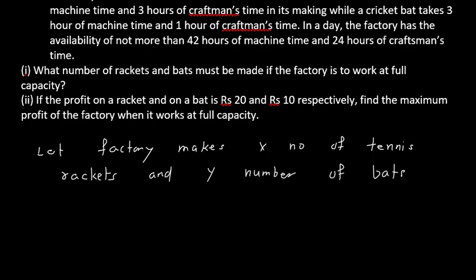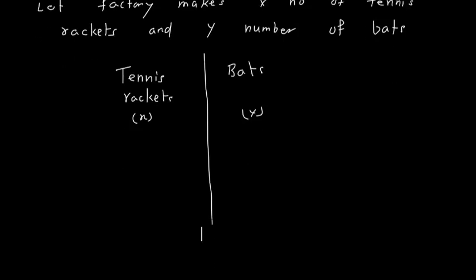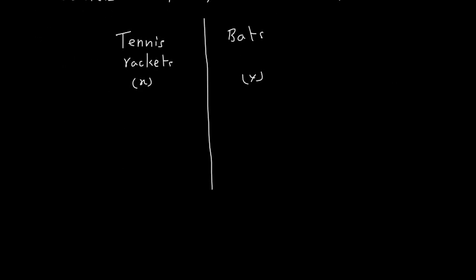Now I will first write the information in tabular form. So I have two things: one is tennis racket and I have bats. Here we have considered that X tennis rackets and Y bats we will form in the factory. Now two resources we are using, one is machine and one is craftsman. Its working hour.